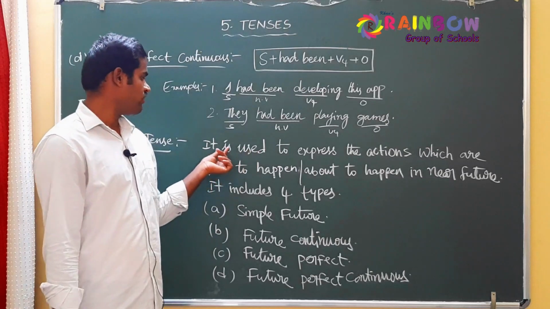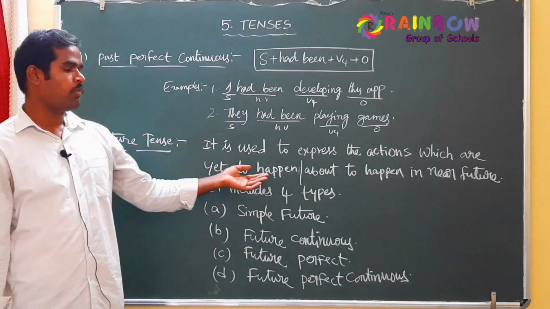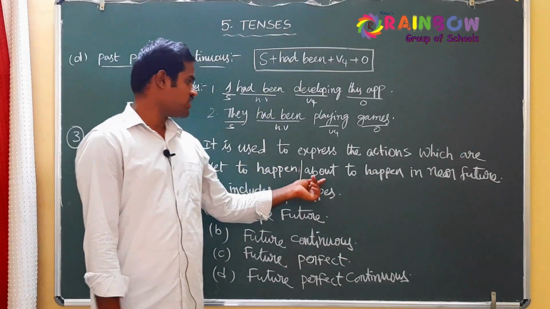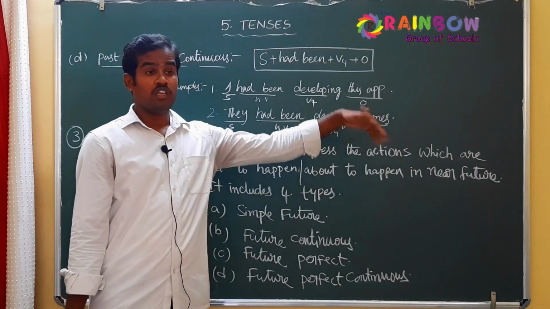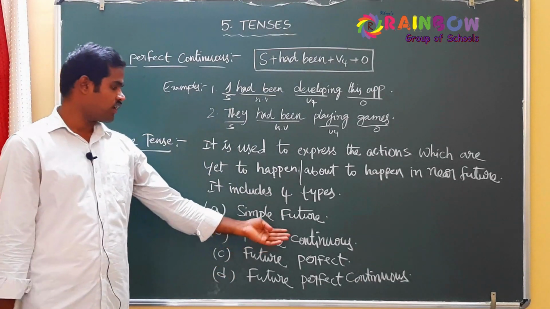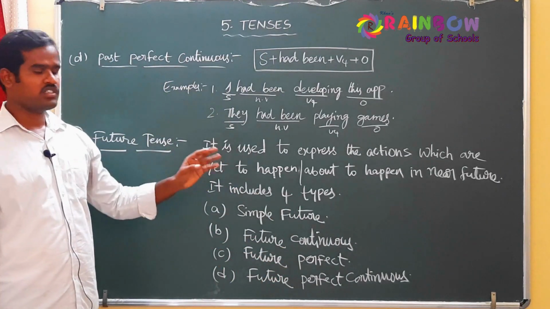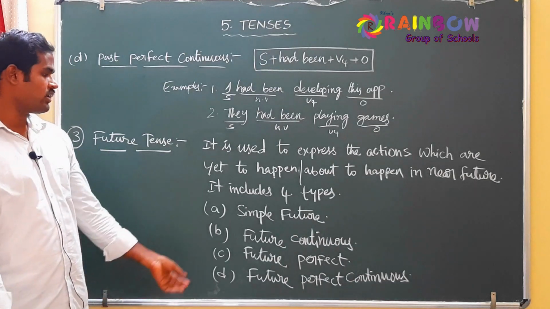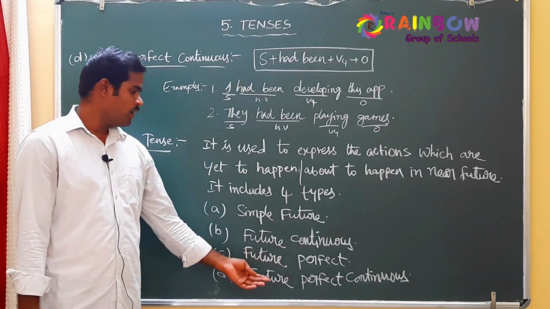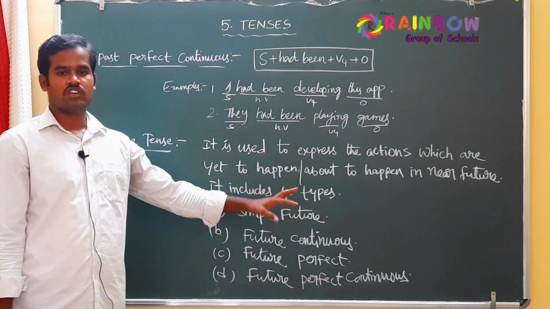Simple future tense is used to express the actions which are yet to happen, are not finished yet, and have not even started, and the actions which are about to happen in the near future. It also includes 4 types: simple future, future continuous, future perfect, and future perfect continuous, totaling 12 types of tenses. It is very easy to remember the names because we are just changing the tense name: simple present, present continuous, present perfect, present perfect continuous. Now we have removed present and written future instead.